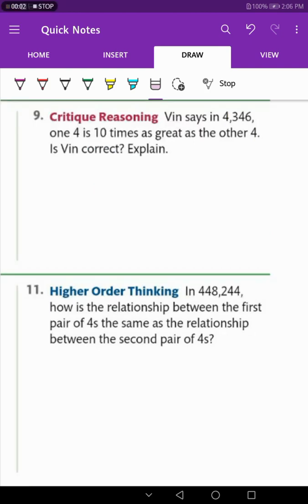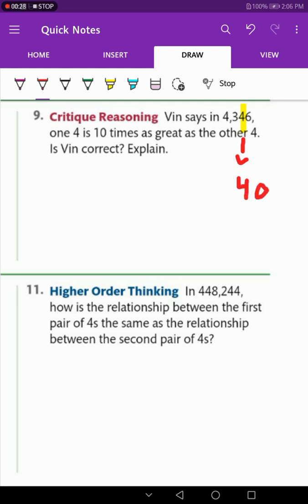Then Van says in 4,346, one 4 is 10 times as great as the other 4. Is Van correct? Explain. No, it is not correct. Why? Because now we will see the value of each 4. The first 4 is in the tens, so it is 40.